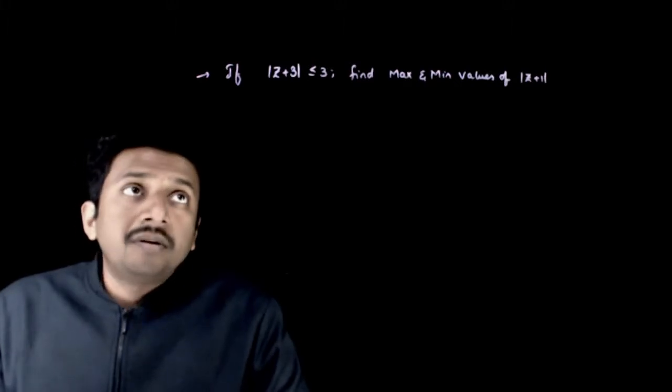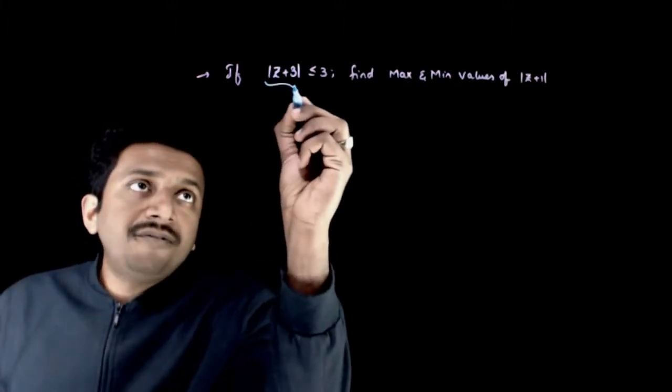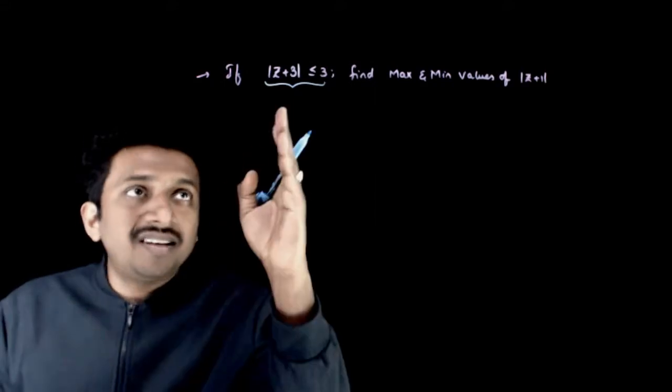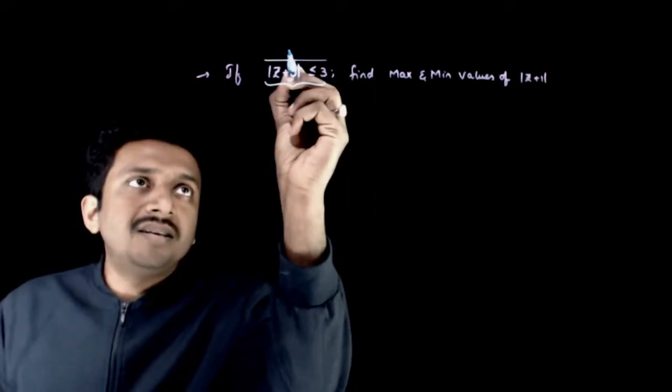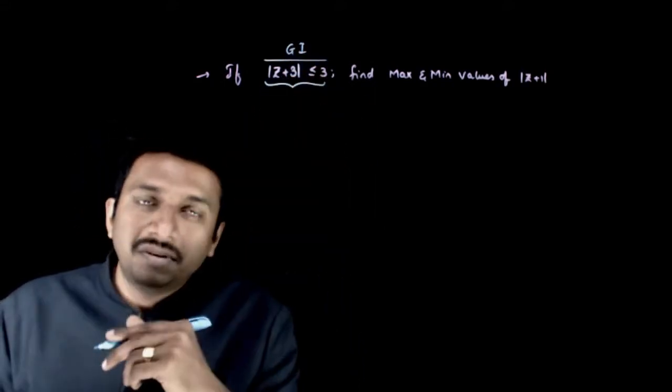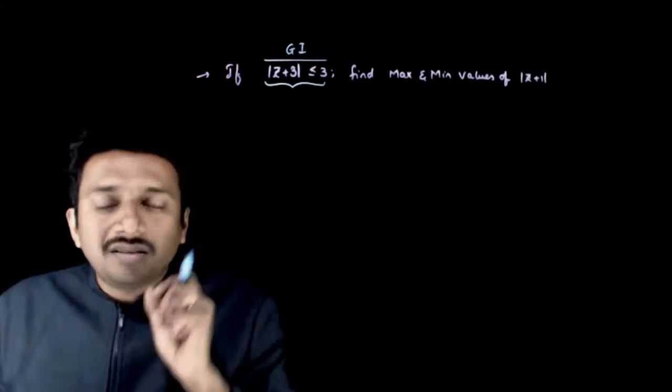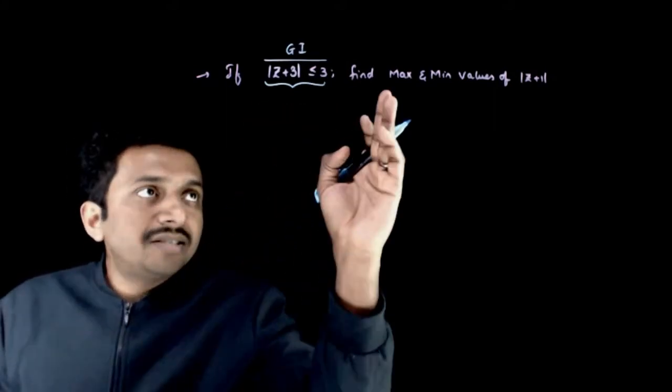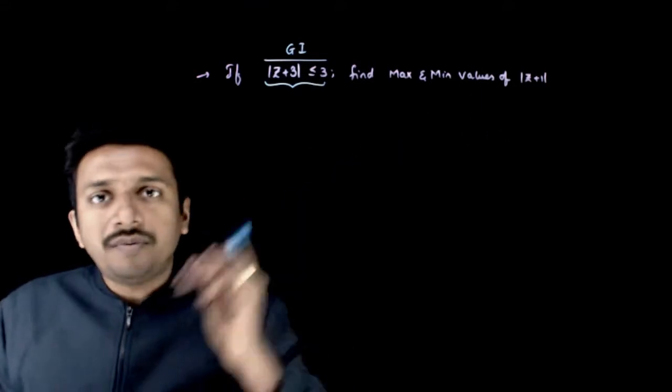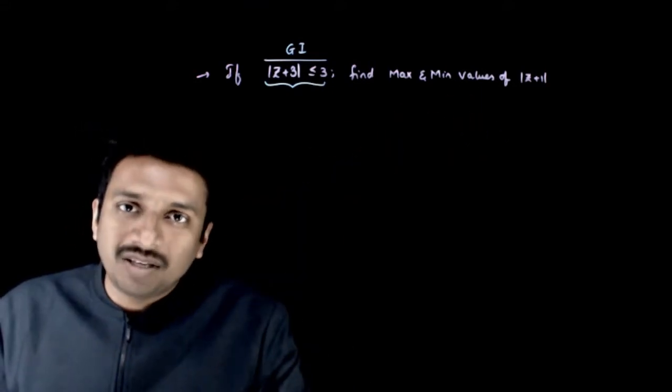So in this question, you're given that mod of z plus 3 is less than or equal to 3, this is the given information. You're asked to find the maximum and minimum value of mod of z plus 1.